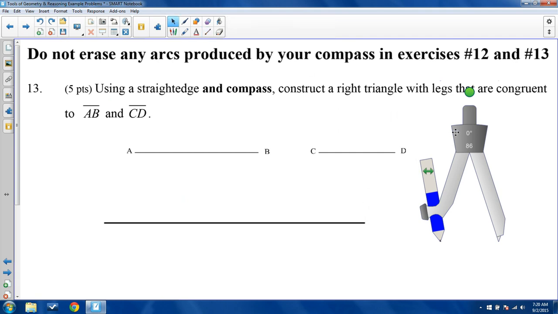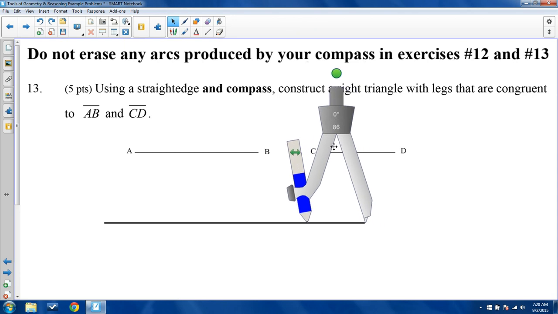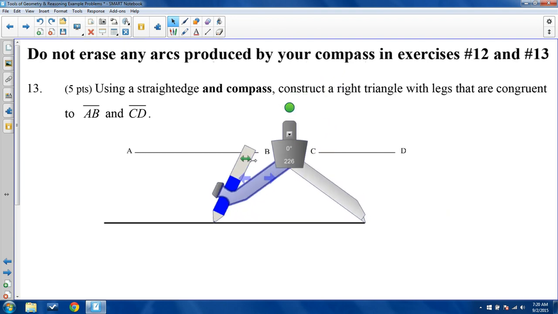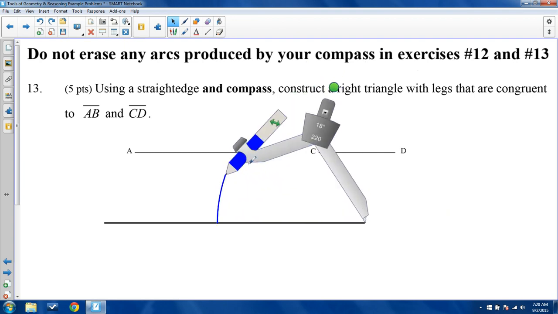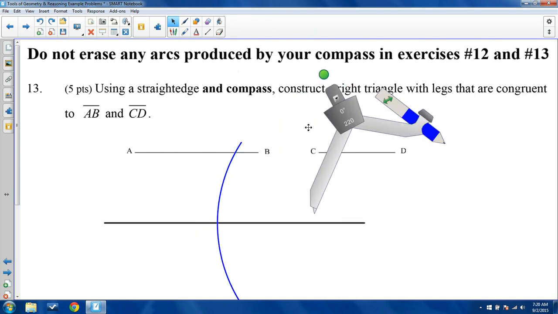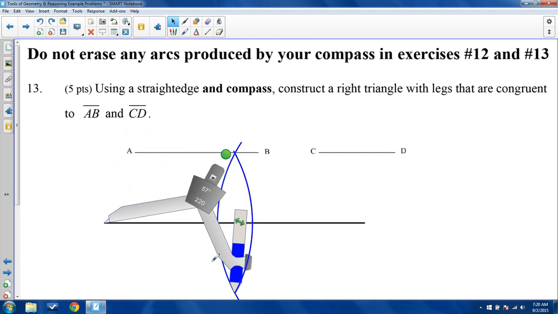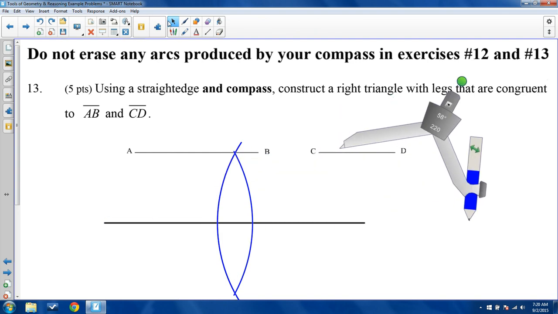I'm going to make a perpendicular bisector here because you need to make a perpendicular line at some point. You need that right angle for this right triangle. So I'm going to stretch this out past its midpoint. I know that that should be past it. Make an arc on this side, and point here, and make an arc on this side. So the first part is to make that right angle, just like that.